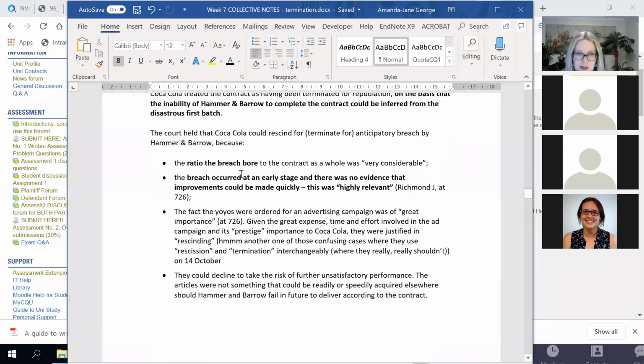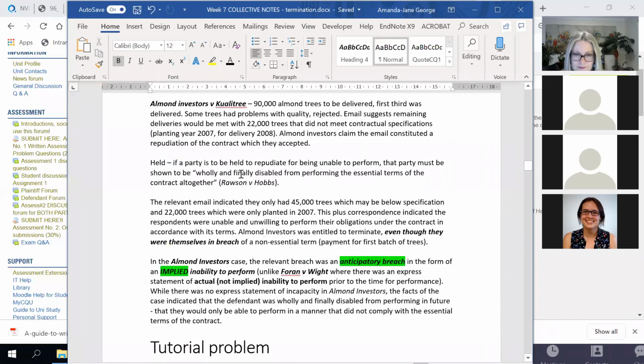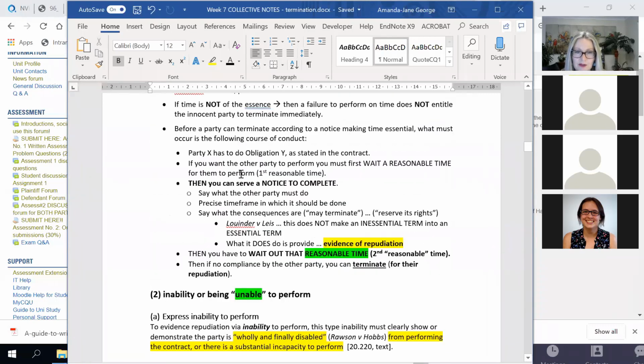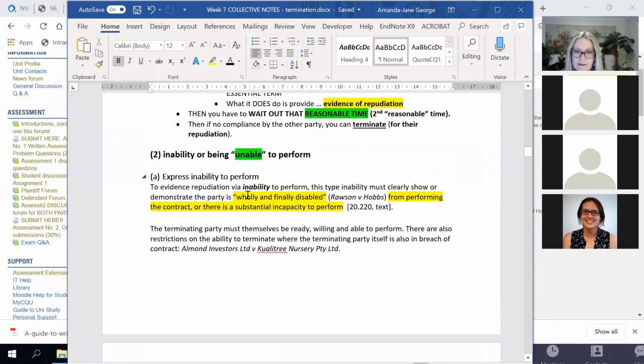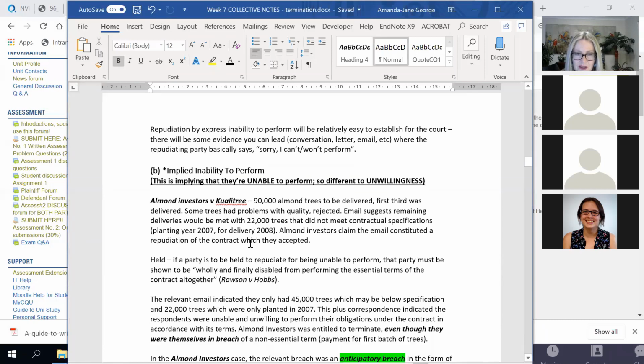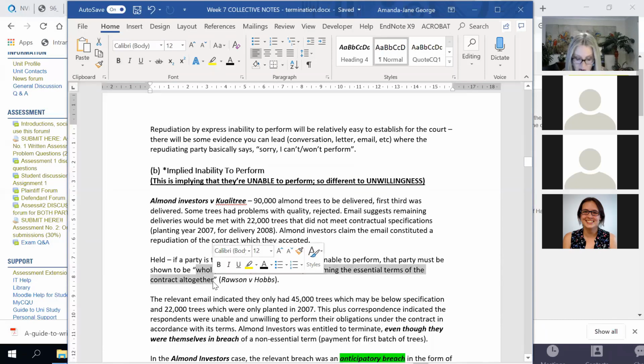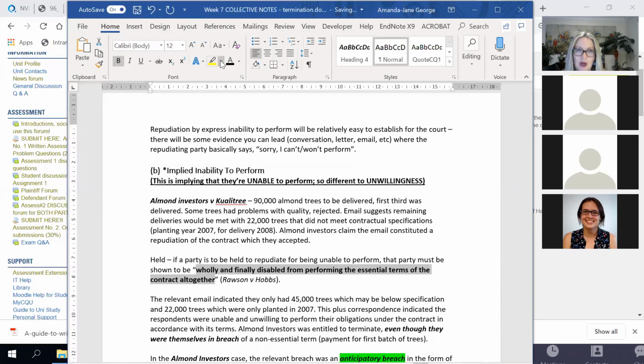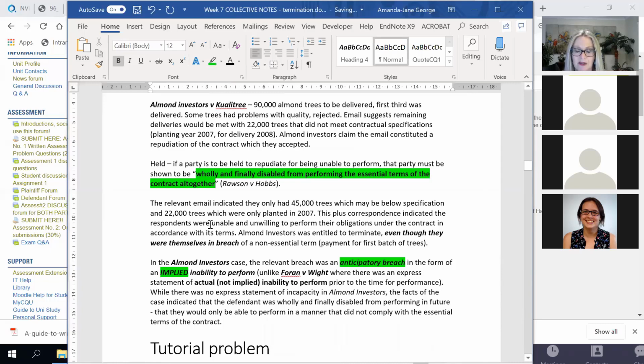Here, look at our test. I'm a visual learner too. Up here. Finally, wholly, there we go. Wholly and finally disabled. Wholly and finally disabled from performing.